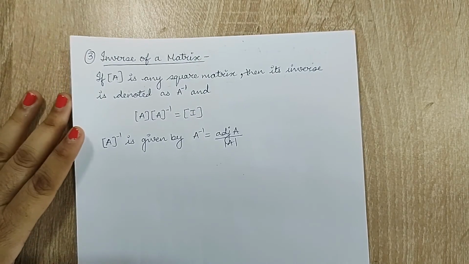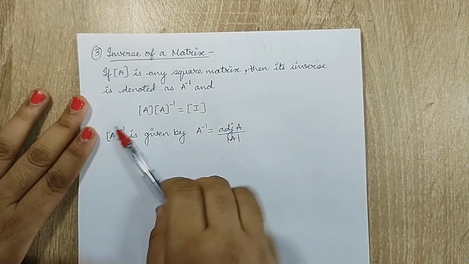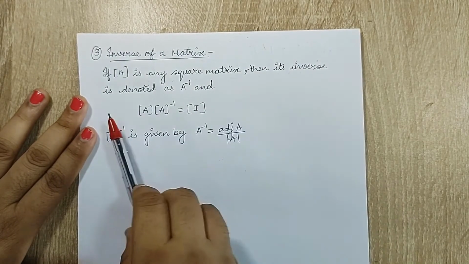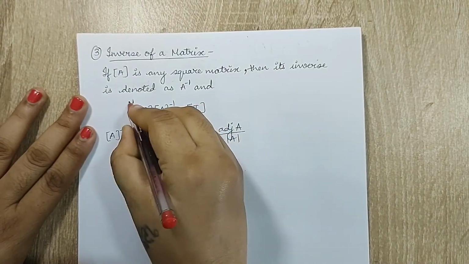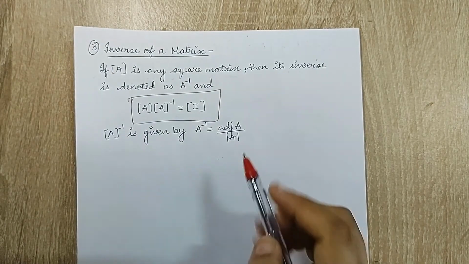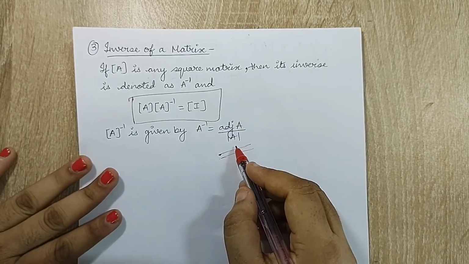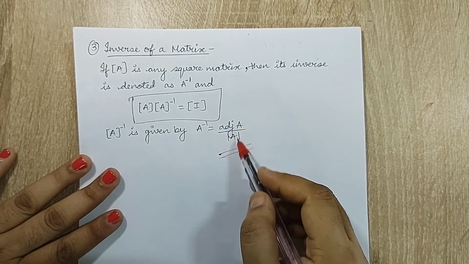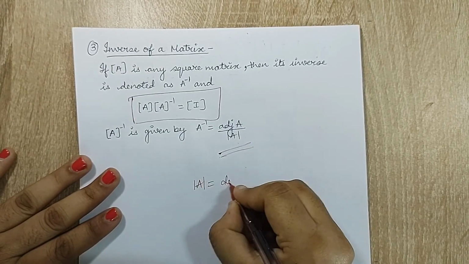Last I want to talk about an operation which is called as inverse of a matrix. If A is any square matrix, then its inverse is denoted by A inverse, and A into A inverse is equal to I. So this is one formula which you need to remember. This A inverse can also be given by another formula, that is adjoint of A upon mod of A. You just saw I calculated adjoint of A. You know how to calculate mod of A. Mod of A is nothing but the determinant value.